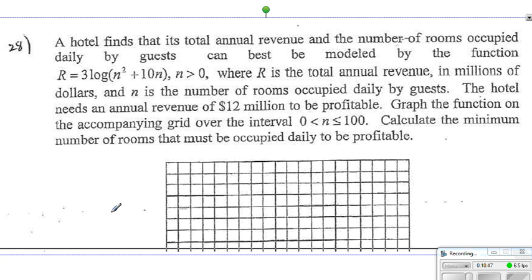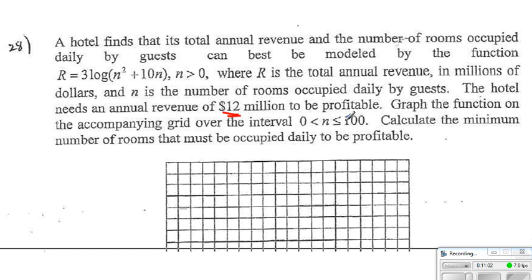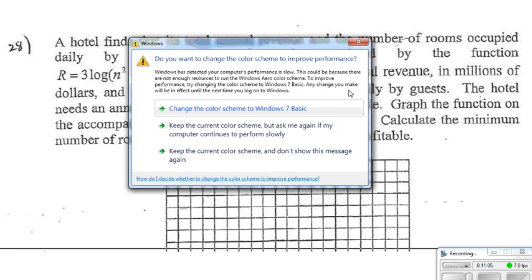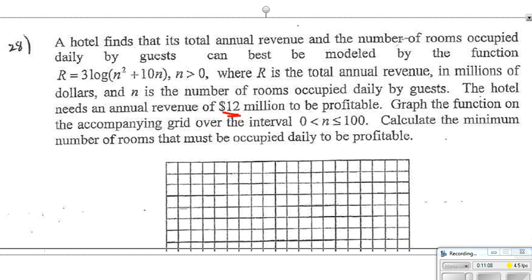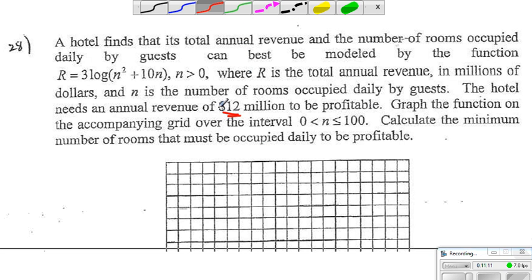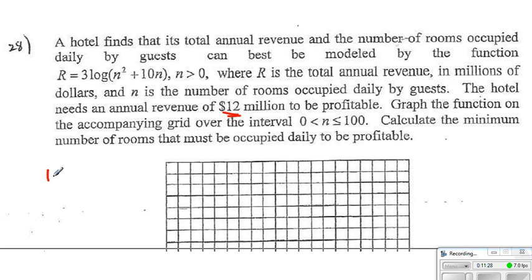Now here we have the expression where r is equal to this. r is a revenue, so the hotel has an annual revenue of $12 million. Therefore, what we are looking for is r equal to 12. They want us to graph the function from 0 to 100 and calculate the minimum number of rooms that must be occupied daily to be profitable. Then we will try to use the calculator and see what happens. What we need is 12 million.